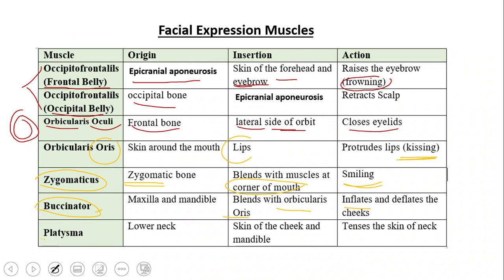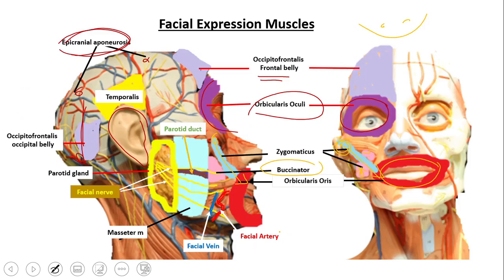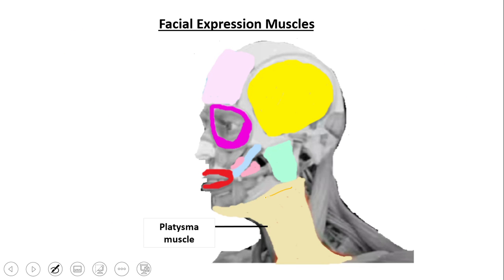The platysma muscle is a sheet of muscle deeper to the skin of the neck. It originates from the lower neck, but distally it is attached to the skin of the cheeks and the mandible. It is the muscle that tenses the skin of the neck, leading to that dislike facial expression. So here is the platysma muscle, and it tenses the skin of the neck. Platysma muscle.